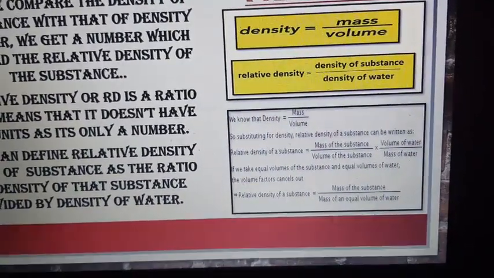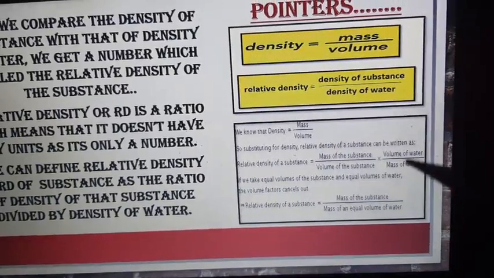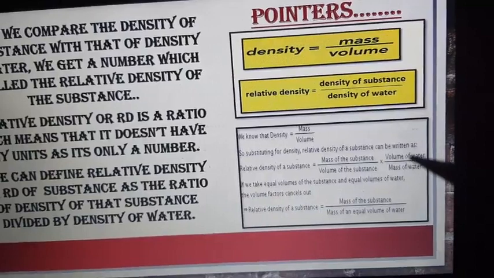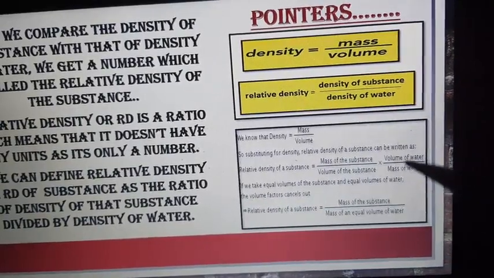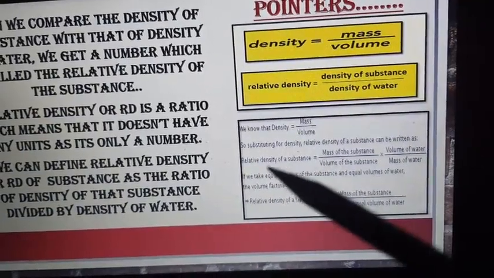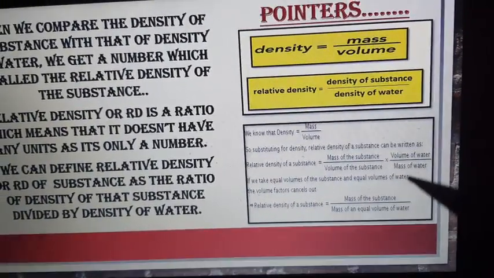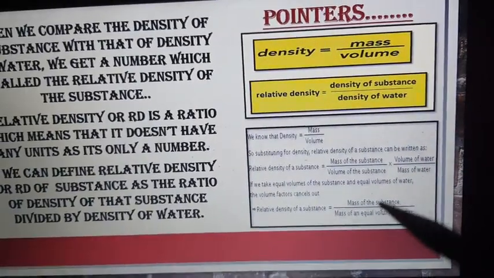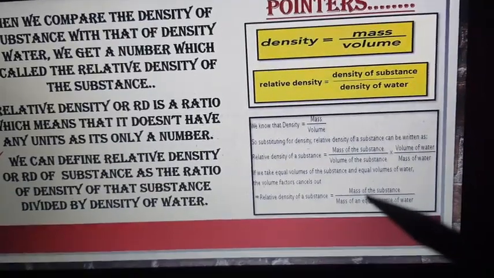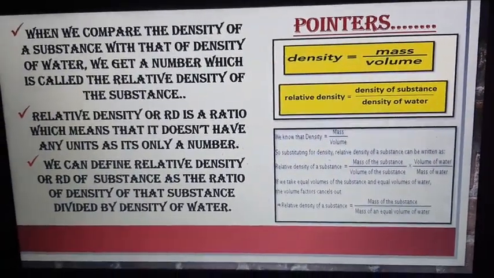Now if you consider equal volumes of the substance and of water, the volume of the substance and the volume of the water cancel each other. So what are we left with? The relative density of a substance is given by mass of the substance by mass of the water. This is basically the formula which is used to calculate the relative density if it comes in the numericals.